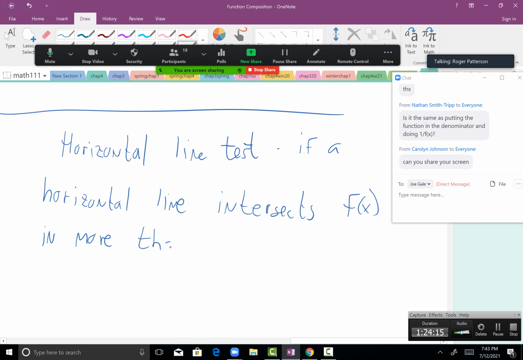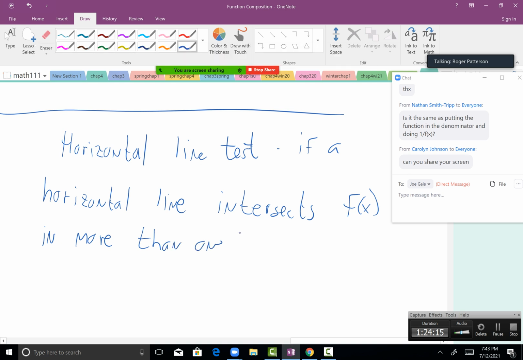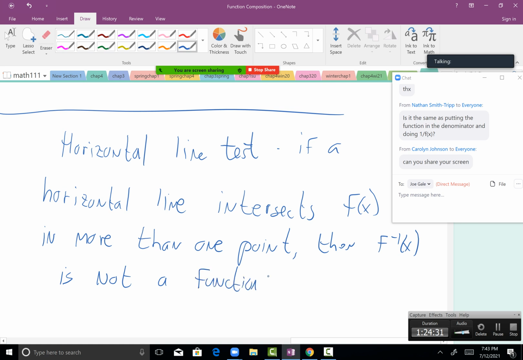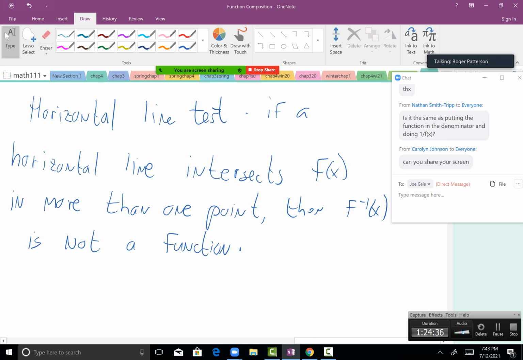In more than one point, then f inverse of x is not a function. That's what the horizontal line test says. So if a horizontal line intersects f of x in more than one point, then the inverse is not a function.